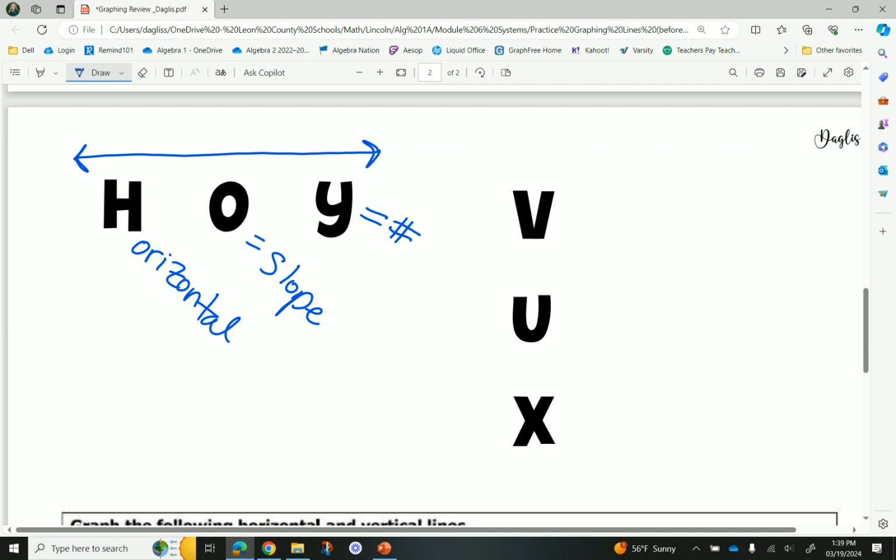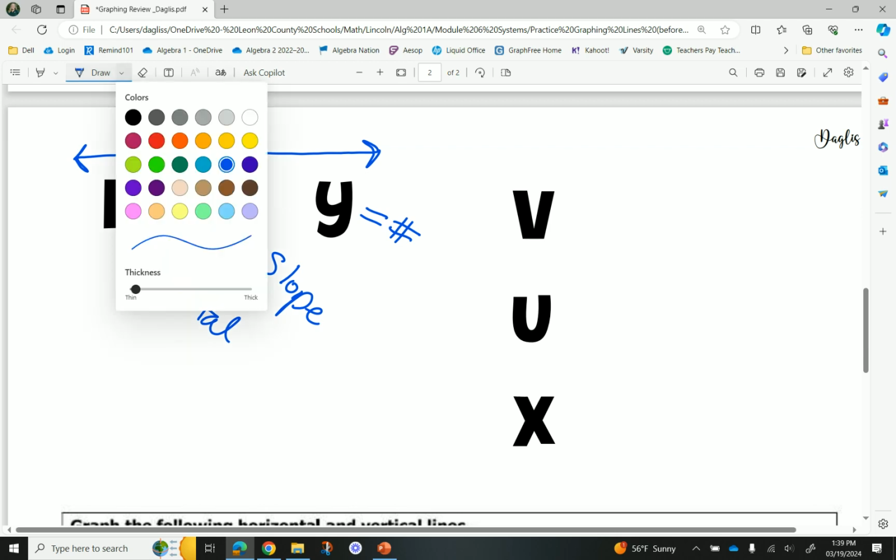Your slope is always 0. And it's usually set up with y equals a number. It makes sense. You're cutting across the y-axis. And it'll always be that y number. You're not going up or down. It's stuck there. Okay? So what do you think Vux is?